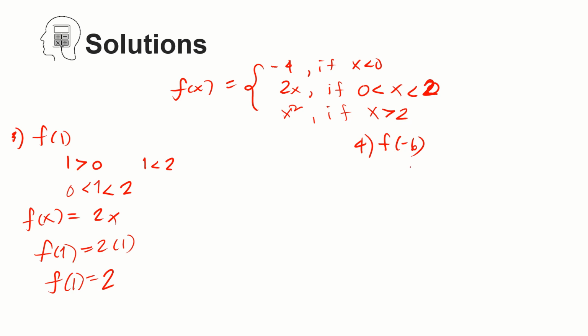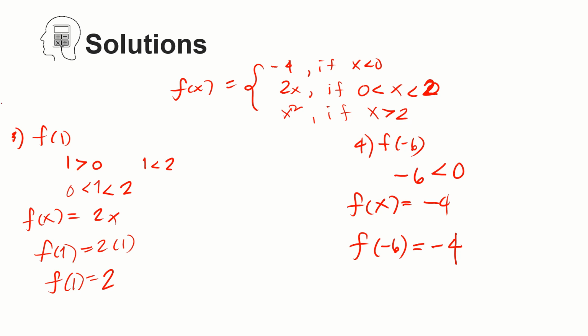For number 4, our x is equal to negative 6, and negative 6 is a value that is less than 0. So thus we use our first subfunction, f of x is equal to negative 4. So substituting, f of negative 6 is equal to negative 4.